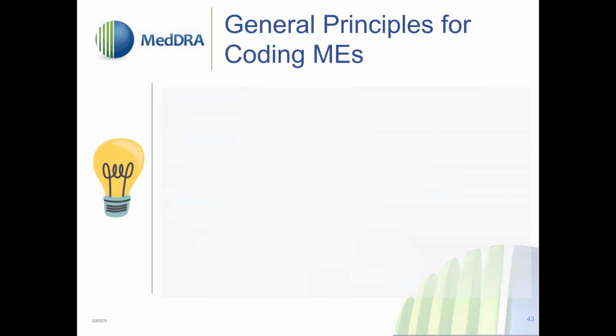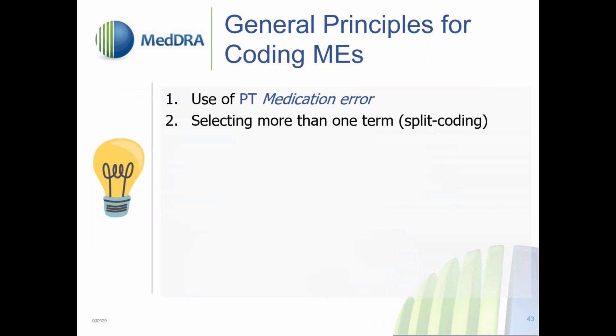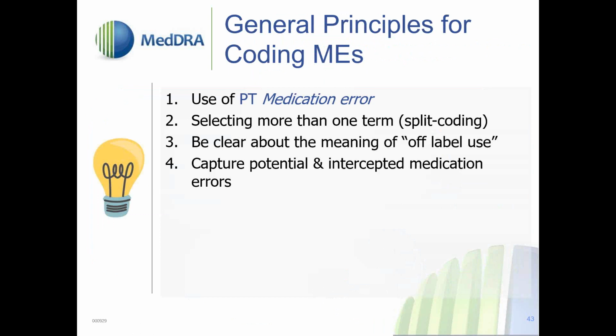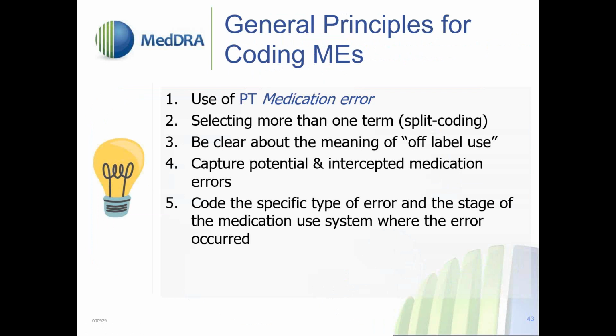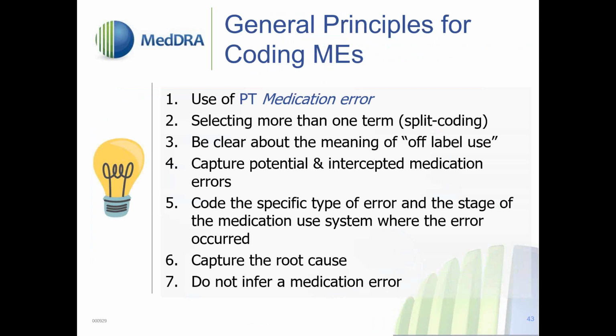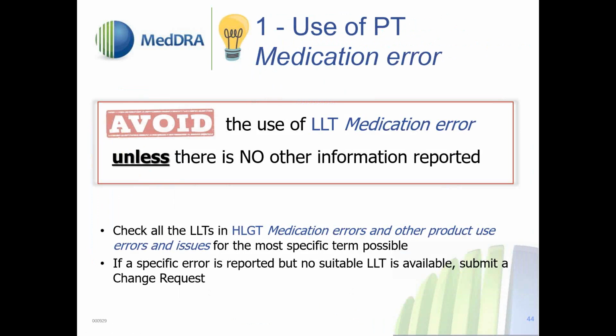The companion document specifies some principles for coding medication and other product use errors. When to use the PT medication error, when to select more than one term, when to use the PT off-label use, how to capture potential and intercepted medication errors, how to capture both the specific type of error and the stage of the medication use system where the error occurred, when to capture the root cause for medication errors, and that we should not infer a medication error. And I will address them one by one. The first principle refers to the use of PT medication error.